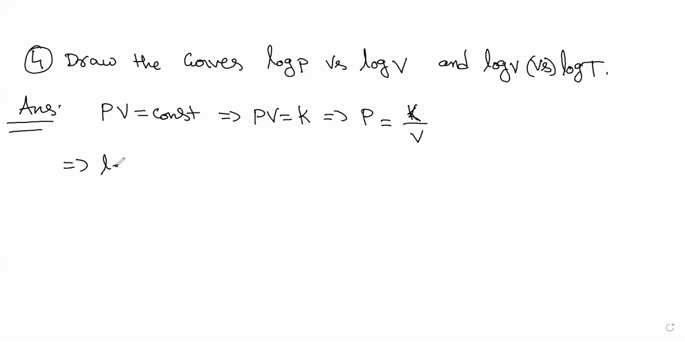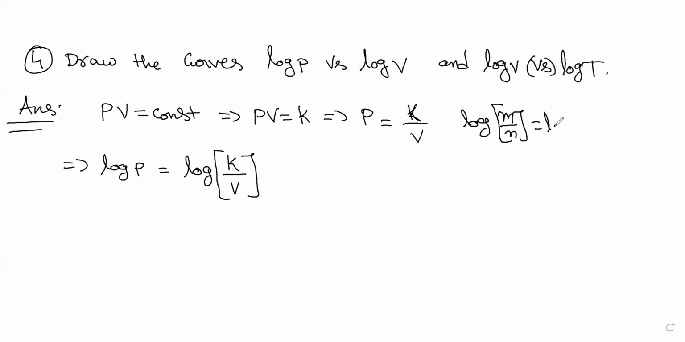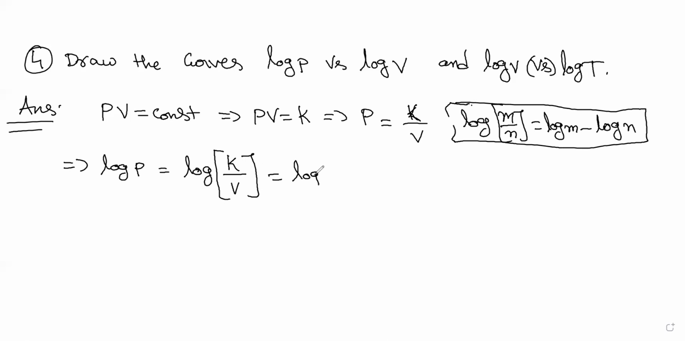Now I will take log on both sides. Log P is equal to log K by V. So we have a formula: log M by N is nothing but log M minus log N. Using this formula, we can write this as log K minus log V.